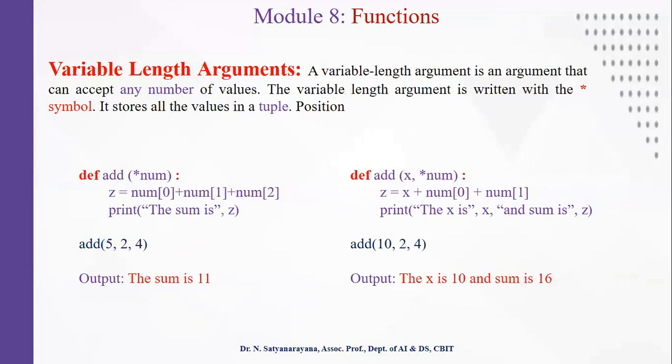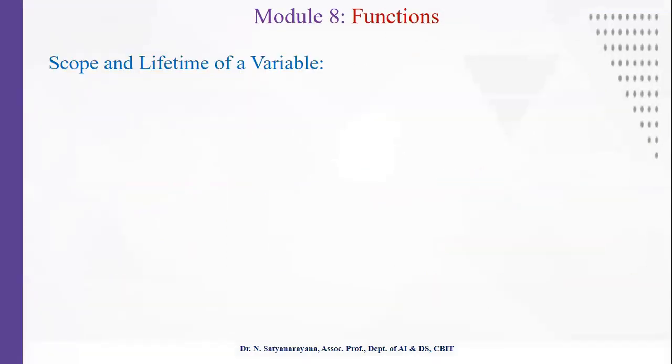These are the variable length arguments, where the variable is prefixed with the star. And of course, apart from variable length arguments, you can also have positional arguments and default arguments, not an issue. And let me talk about the scope and lifetime of a variable. So what is scope actually? Where are the variables actually?